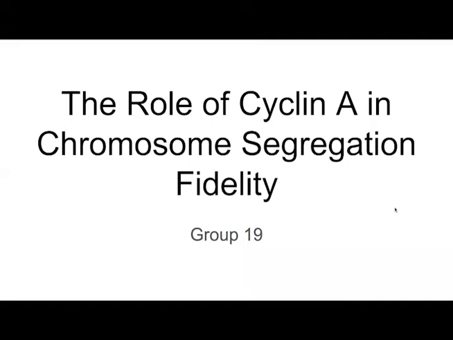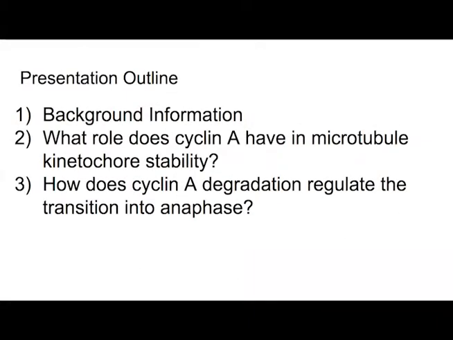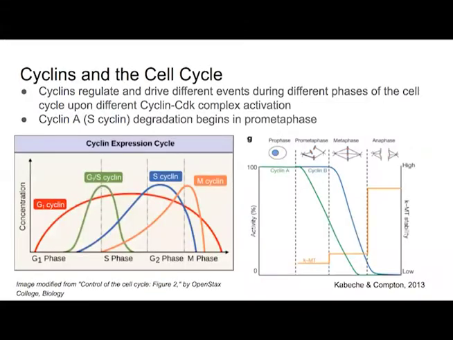We are Group 19. This presentation will be focused on the role of cyclin A in chromosome segregation fidelity. This presentation is composed of three parts: the background information, followed by two research questions. What role does cyclin A have in microtubule kinetochore stability, and how does cyclin A degradation regulate the transition into anaphase? Cyclin regulates and drives different events during different phases of the cell cycle upon different cyclin-CDK complex activation.